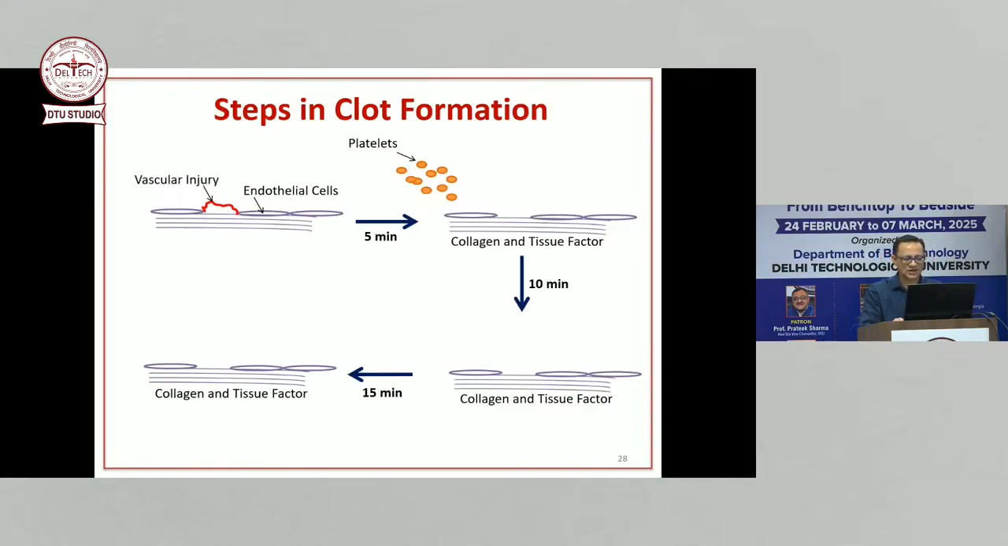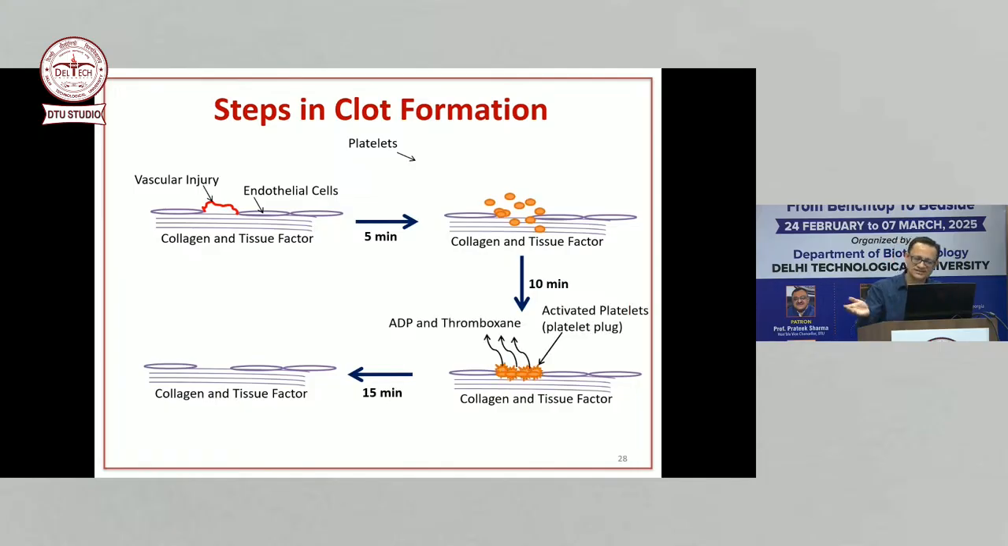So with vascular injury, endothelial cells, collagen and tissue factor get exposed. Platelets come to the spot and they start getting activated. When they are activated, they start releasing ADP and thromboxane. When they release thromboxane and ADP, it really results in clot formation.